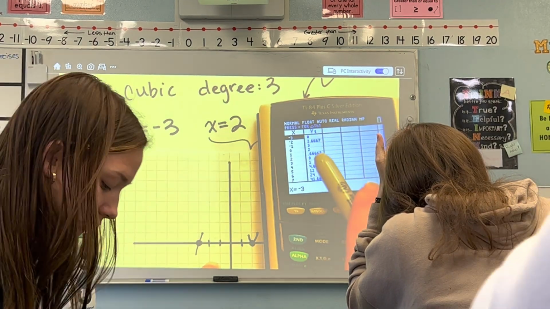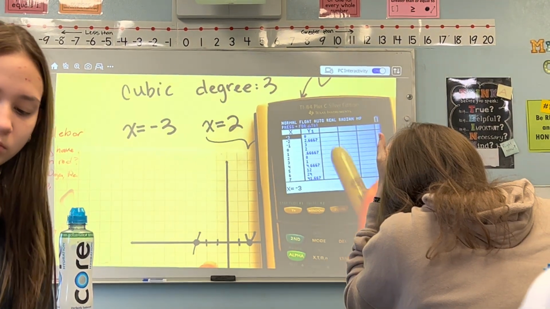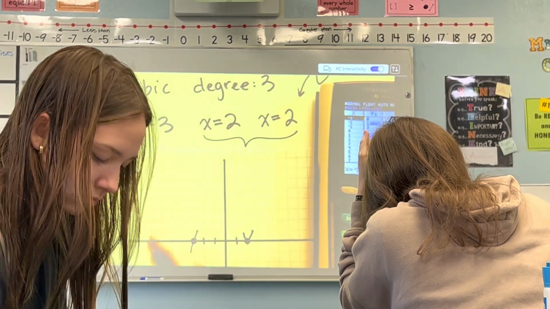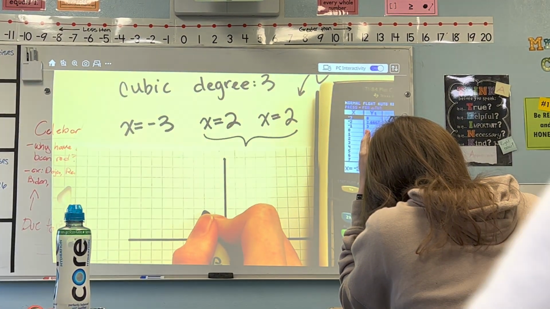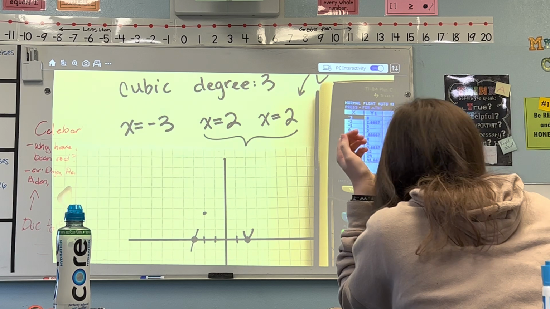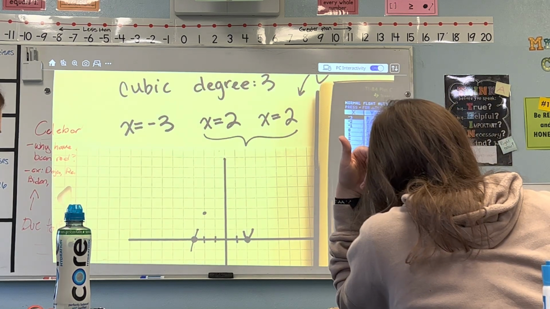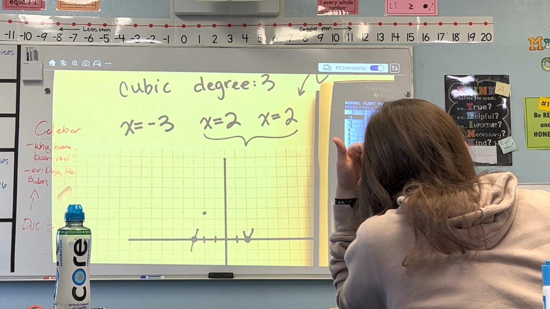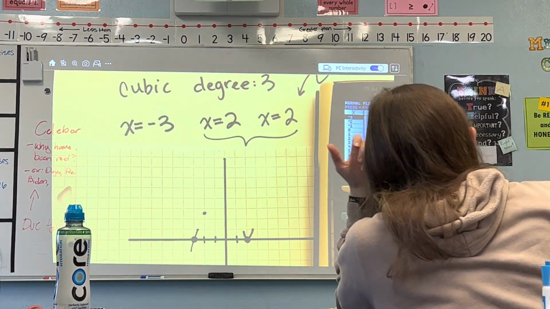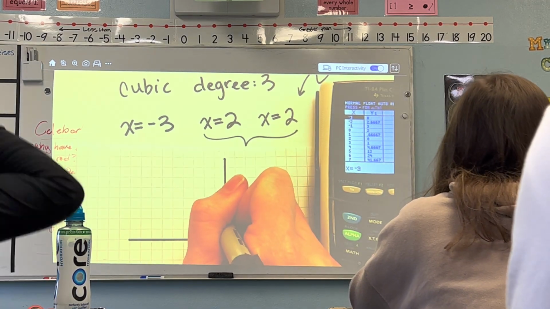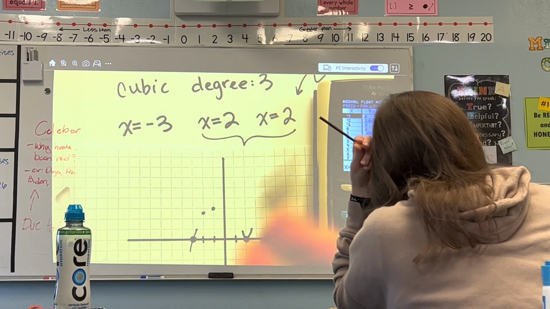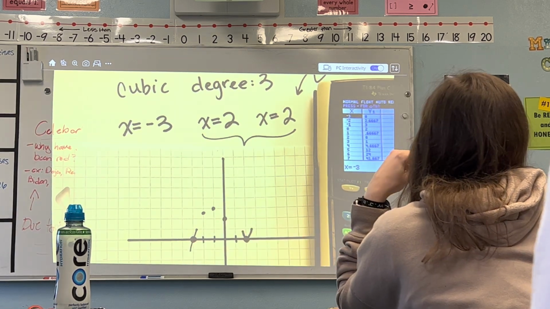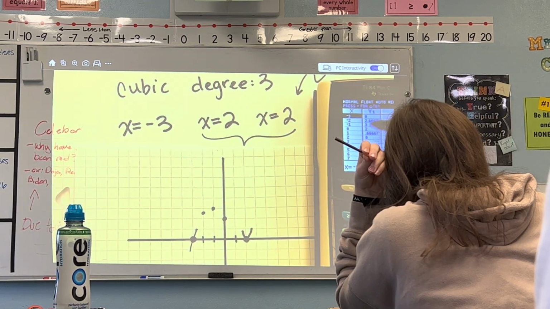At -2, it's about 2.6 repeating. So -2 is about 2.6. And then at -1, we're at 3. At 0, we're at 2. And then at 1, we're at 0.6.